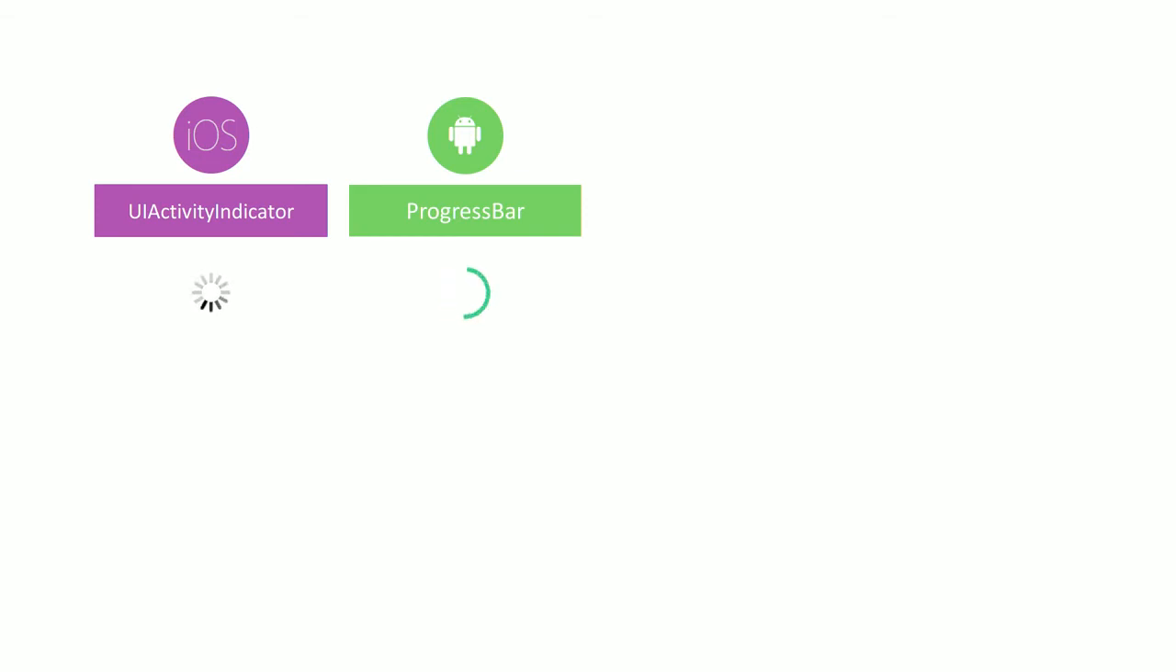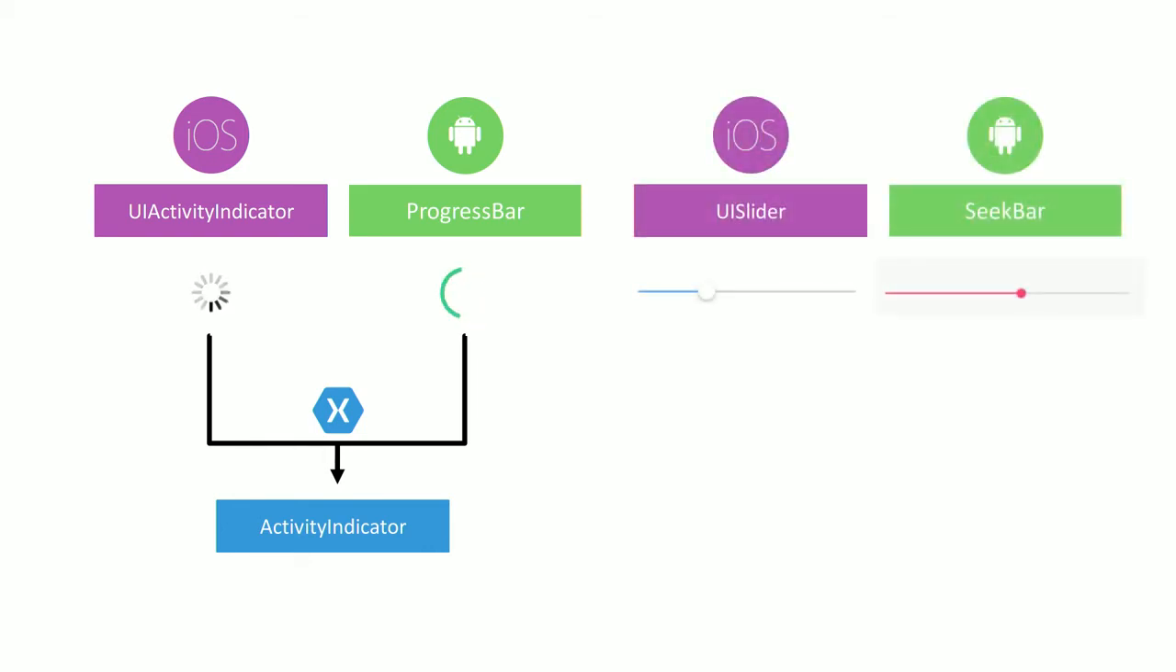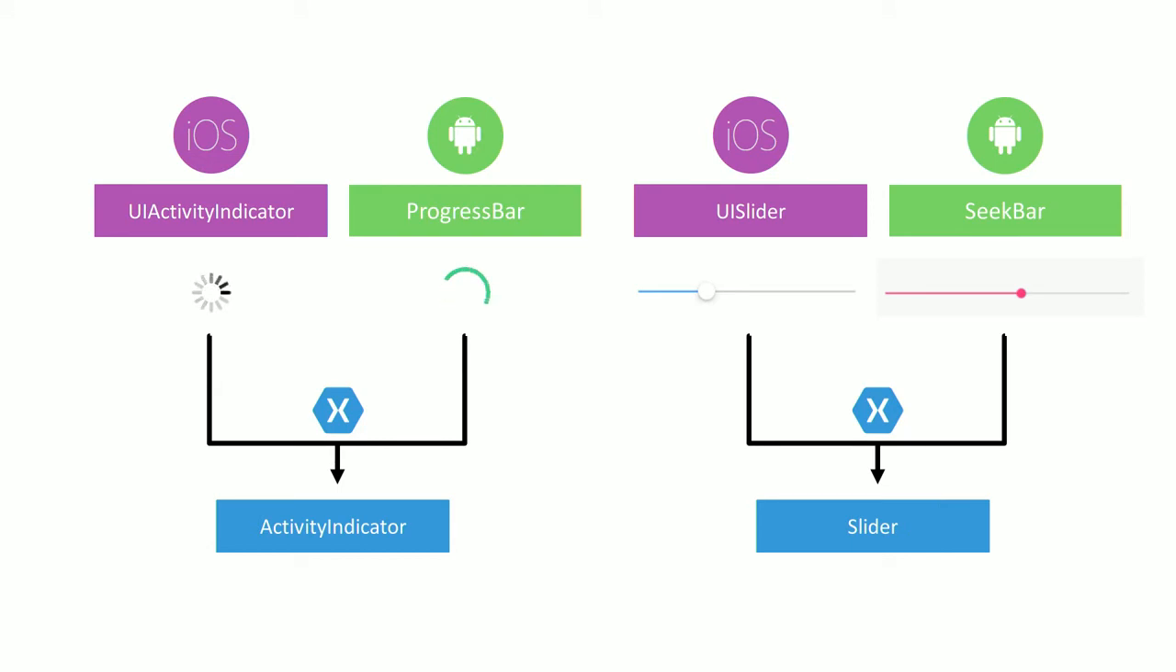But with Xamarin.Forms, you have a single control with common properties, common events, and we call it an activity indicator. For other controls, like UI slider and seek bars, we do the same thing. We just call it a slider. We go back and forth. Sometimes we use the iOS-specific one or the Android one or the Windows one. We create commonalities between this for a mobile-friendly API. And we do this for 50, 60, 70 of the most popular built-in controls in iOS, Android, and Windows.